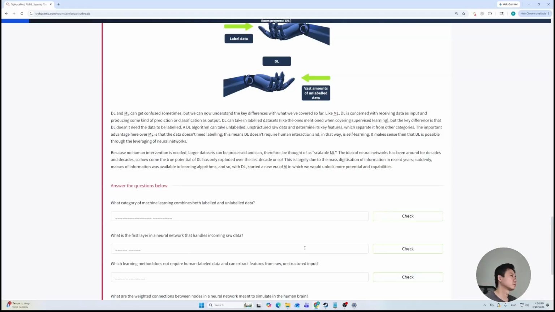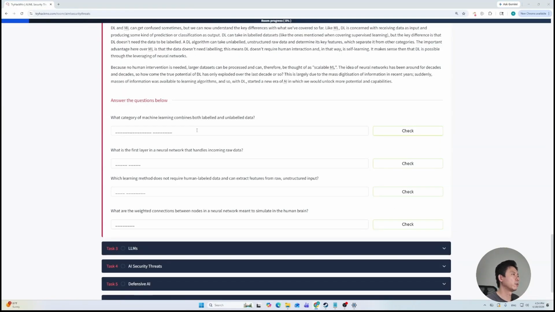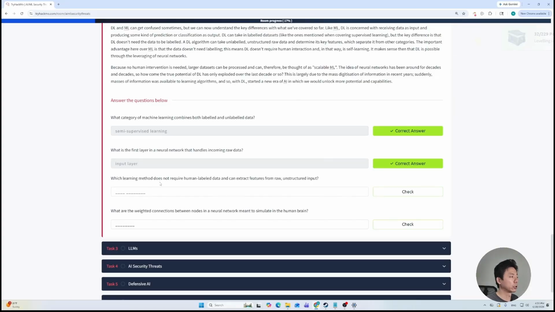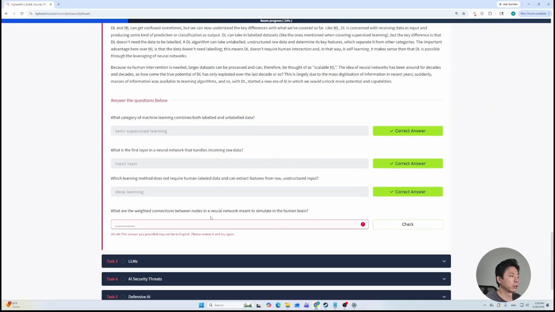So let's answer the questions. What category of machine learning combines both labeled and unlabeled data? Semi-supervised learning. What is the first layer of a neural network that handles incoming raw data? It's the input layer. Which learning method does not require human-labeled data and can extract features from raw, unstructured input? It's deep learning. What are the weighted connections between nodes in a neural network meant to simulate in the human brain? Synapses.